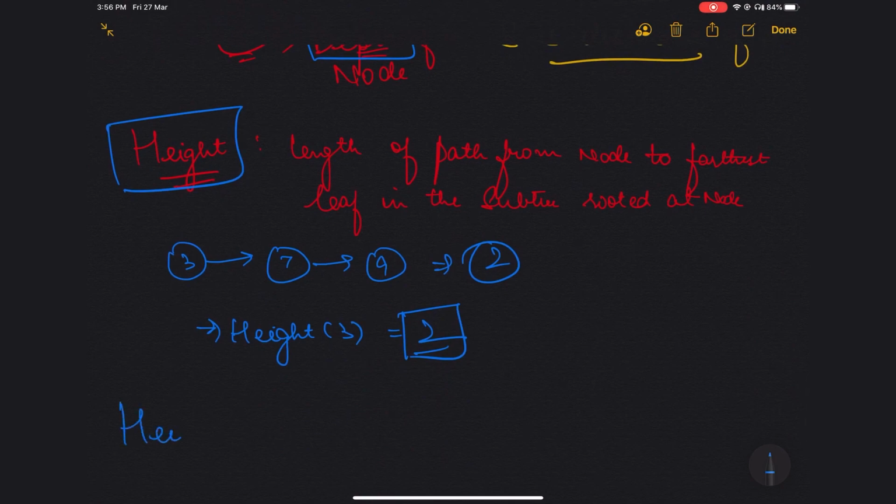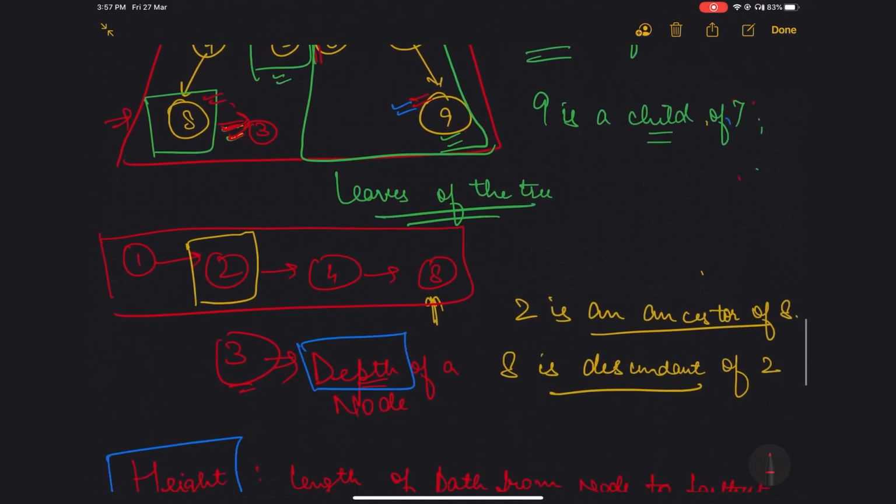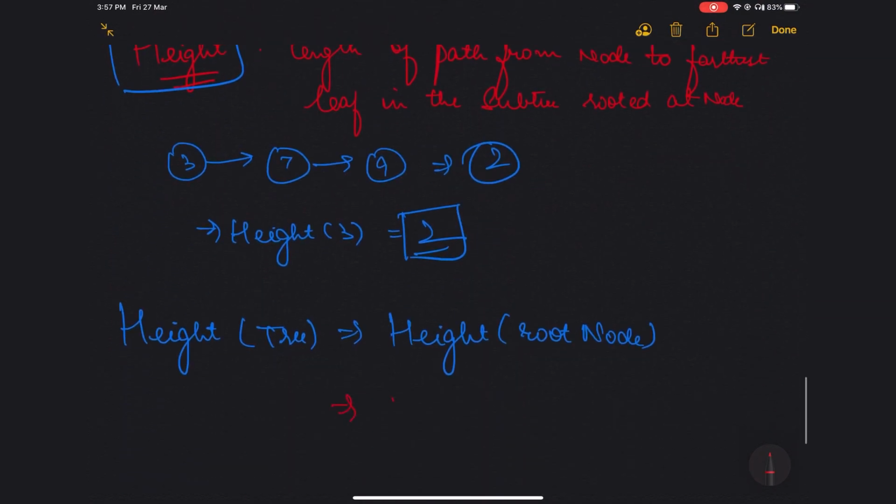Now, what is the height of the tree? The height of the tree is nothing but the height of the root node. So, in the example above, what is the height of the root node? Clearly, the farthest leaf from the root 1 is 8 or 9. What is the length of the path from 1 to 8? As we saw earlier, it is 3. Thus, the height of the tree in the above example is 3. Great. So, we have till now discussed some of the terminologies related to trees.